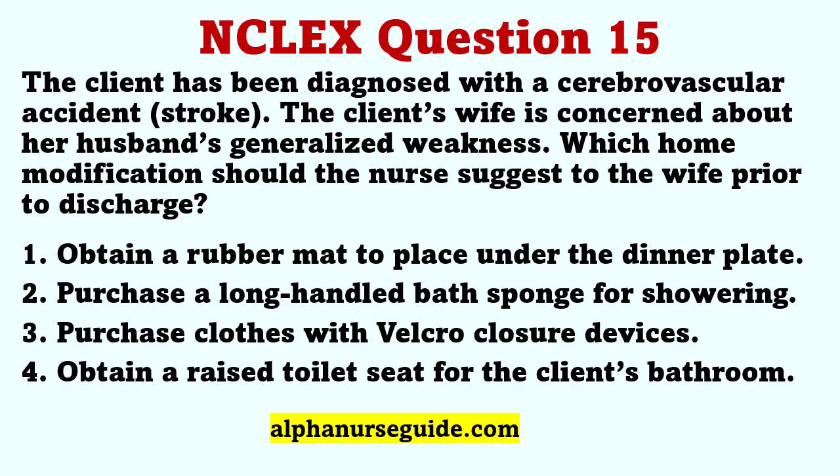The client has been diagnosed with a cerebrovascular accident, stroke. The client's wife is concerned about her husband's generalized weakness. Which home modification should the nurse suggest to the wife prior to discharge? 1. Obtain a rubber mat to place under the dinner plate. 2. Purchase a long-handled bath sponge for showering. 3. Purchase clothes with Velcro closure devices. 4. Obtain a raised toilet seat for the client's bathroom.